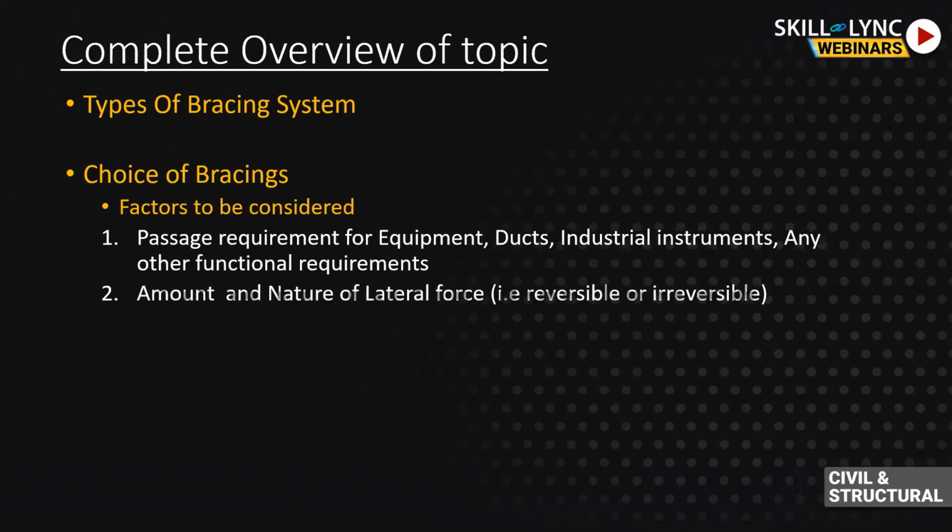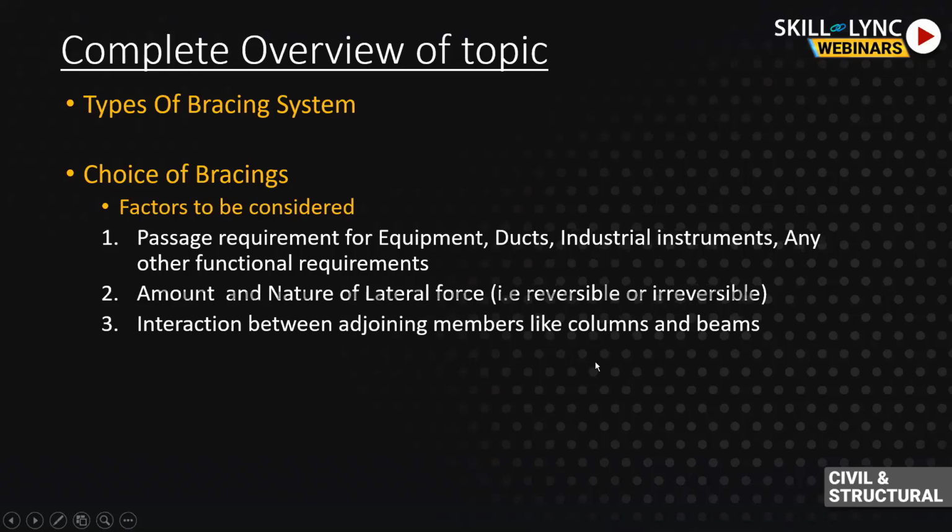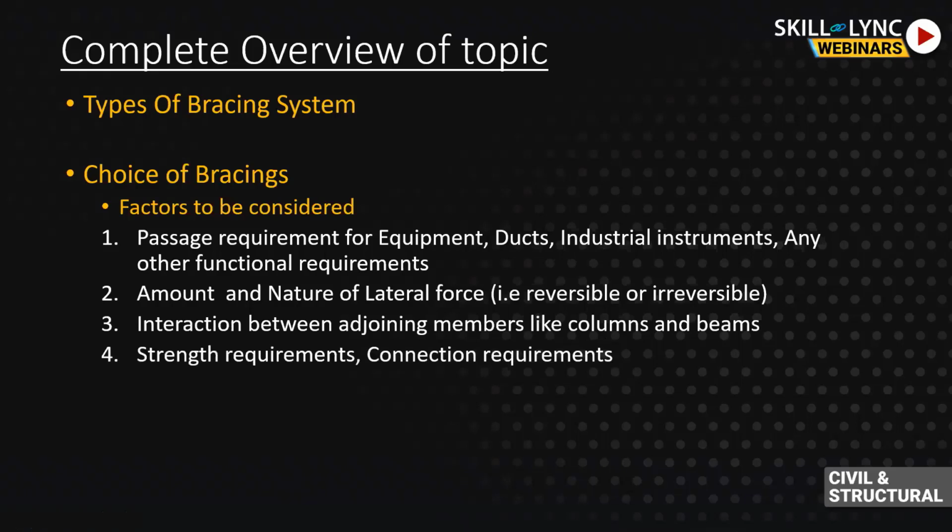Amount and nature of lateral load, whether it is of a reversible or irreversible nature of force. Interaction between adjoining members like columns and beams, what interaction you need. Like if you need to have the link, then you can choose the eccentrically braced, not the concentrically braced system. Then the strength requirement and connection requirements.